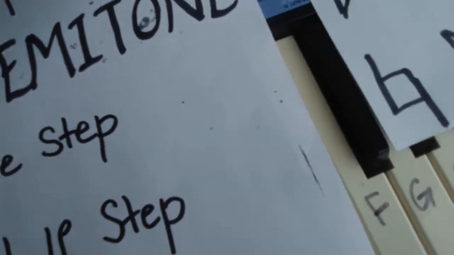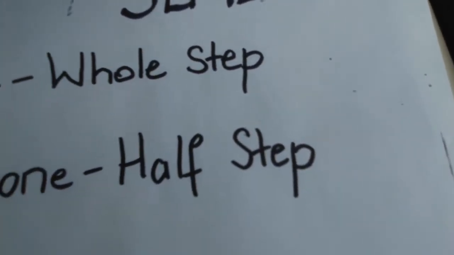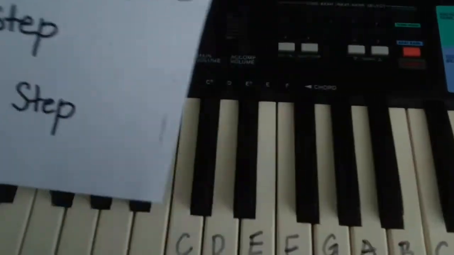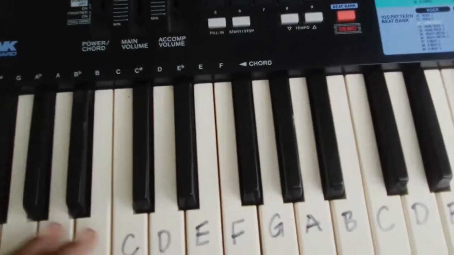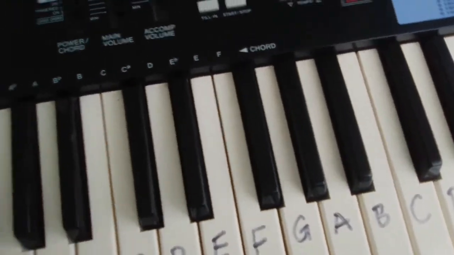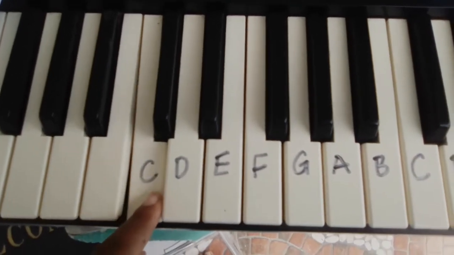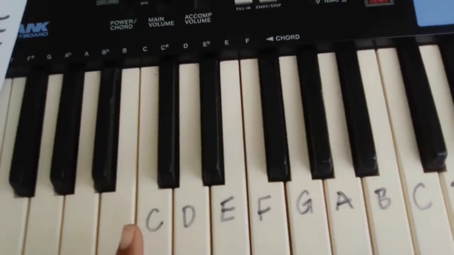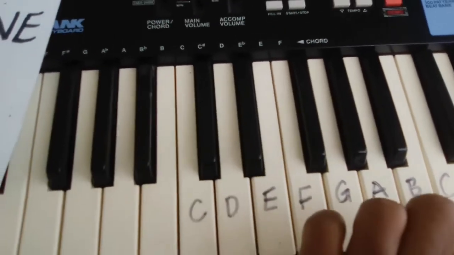I'm going to explain in detail what I mean by a tone is a whole step and a semitone is a half step, but for now, just remember that. Let's go ahead and learn what we mean by that. Remember we were talking about the alphabet and now we're at tones and semitones. Now, a tone from C going up. We're going up now, this way.